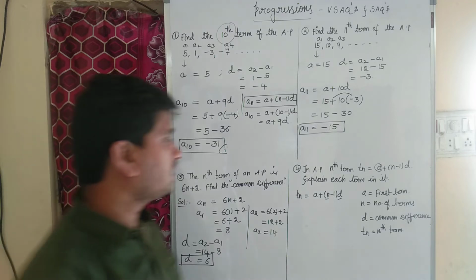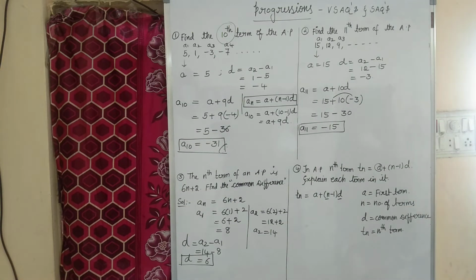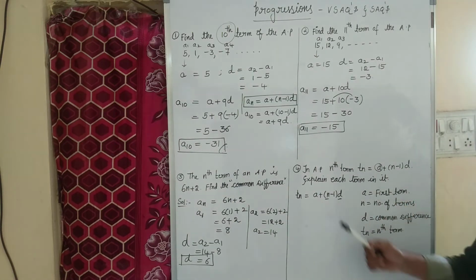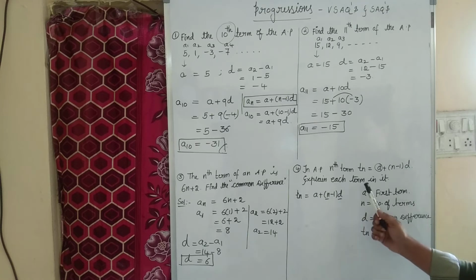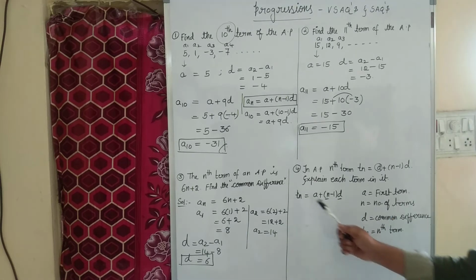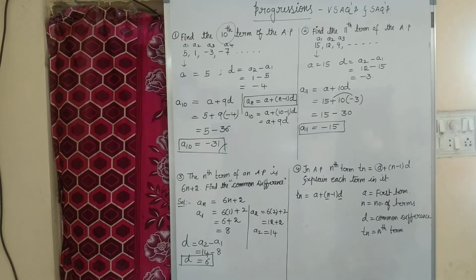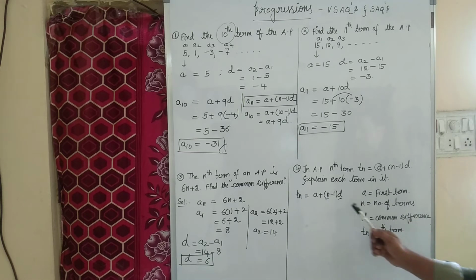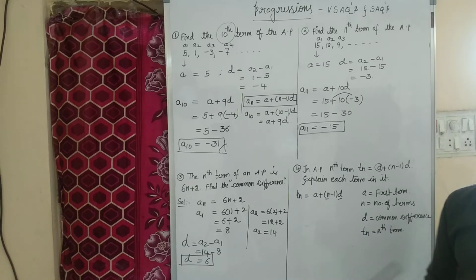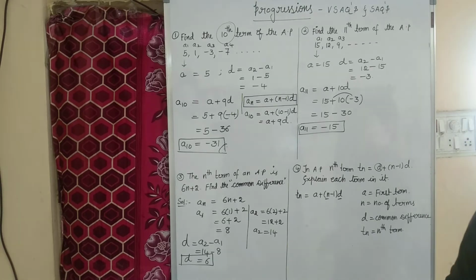Is it clear? Each and every term in an AP, and the term Tn equal to a plus n minus 1 into d. What is Tn, children? Which is called nth term. A is first term, n is number of terms, and d is common difference. Children, is it clear? These 4 questions. We'll discuss a few more questions now.